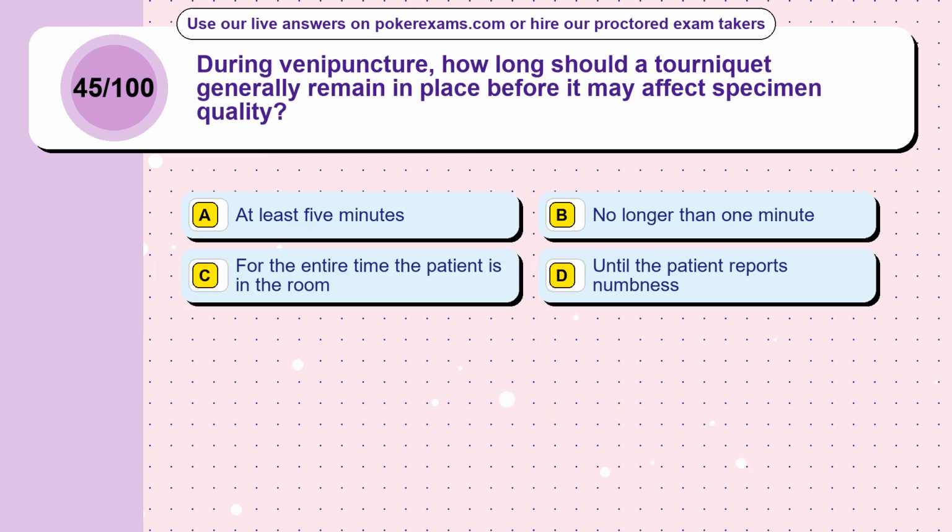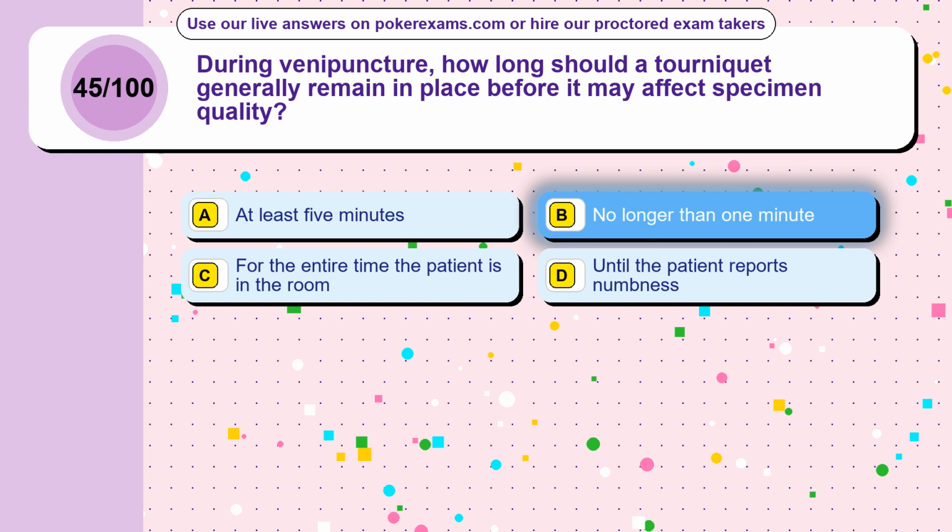Question 45. During venipuncture, how long should a tourniquet generally remain in place before it may affect specimen quality? Option A. At least 5 minutes. Option B. No longer than 1 minute. Option C. For the entire time the patient is in the room. Option D. Until the patient reports numbness. The correct answer is option B. No longer than 1 minute.